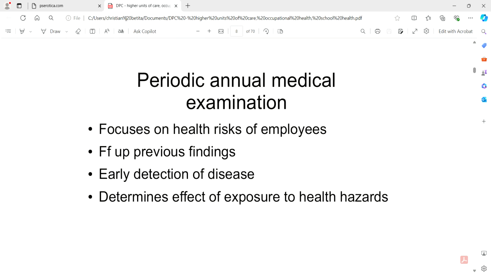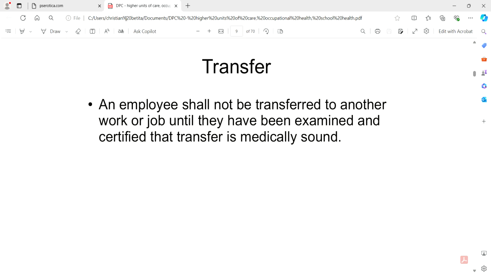Okay, the periodic annual medical examination, ito yung annual PE ninyo. So this focuses on health risks of employees. It follows up on previous findings. This is done for early detection of disease and to determine the effect of exposure to health hazards. Transfer physical examinations are done when an employee is transferred to either a new location of work or to a different occupation. So, this is done to determine if your worker is medically sound to perform the tasks that they are going to be doing or to go to another place of assignment.